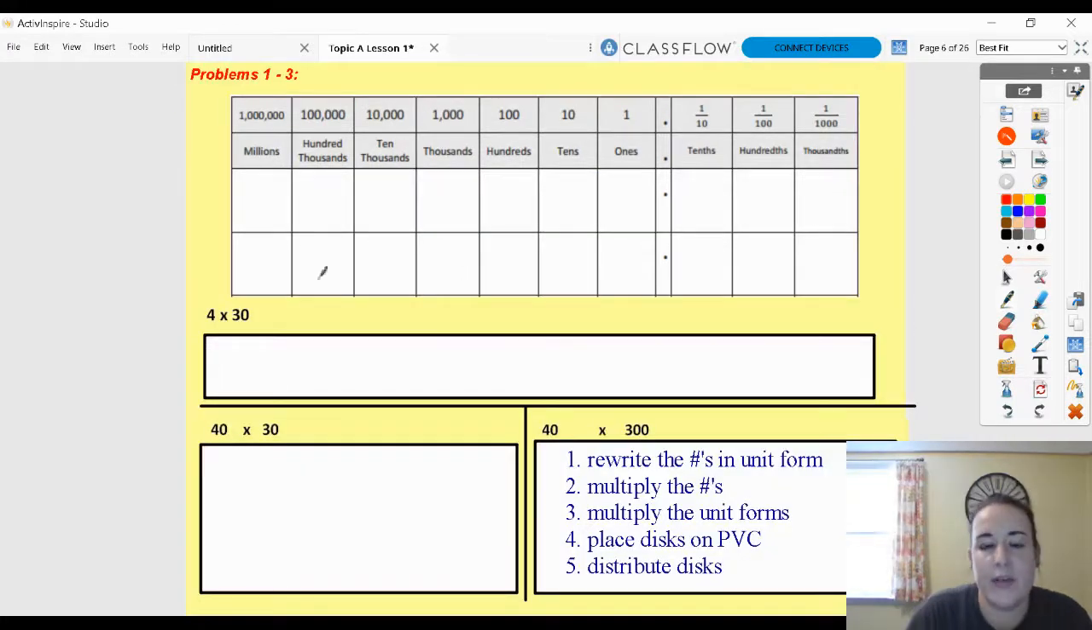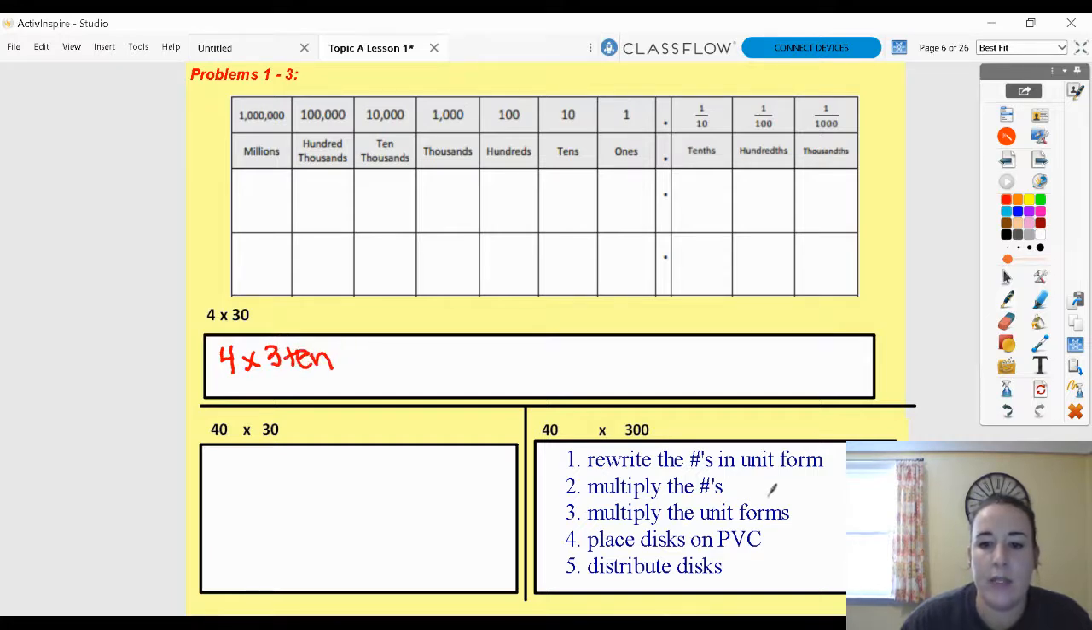All right, so let's get started with our lesson today. For problems 1 through 3, we're going to be doing these 3 problems, and I wrote up our success criteria so we could keep referencing those while we were doing it. So we need to write our numbers in unit form first. We can keep our 4 the same, but we're going to take this 30 and write it in unit form, which would be 3 tens.